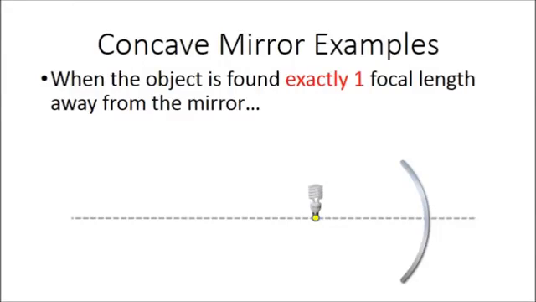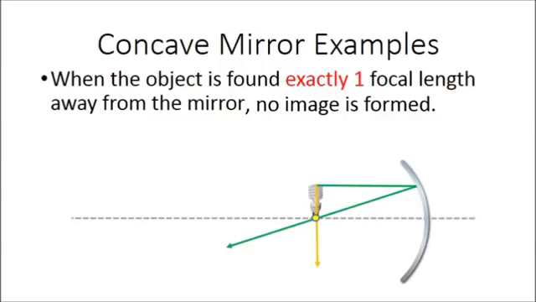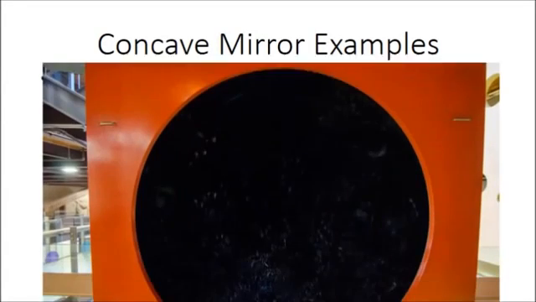Now, when the object is found exactly 1 focal length away from the mirror, what happens is the light will bounce off the mirror and go through the focal point, and then the other one will go straight through the focal point and then go on towards the mirror. But in this case, it doesn't hit the mirror because it's just going straight down. So you're not going to have reflected rays, and there's not going to be an image formed here. So when something's exactly 1 focal length away from the mirror, no image is formed.